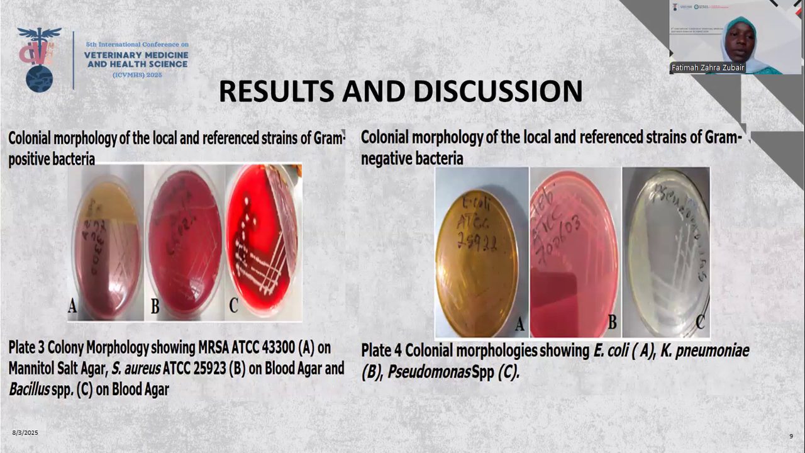Results and discussion. We subjected all the bacterial isolates to colony morphology, and these are the results. This is Methicillin-resistant Staphylococcus aureus on mannitol salt agar. This is Staphylococcus aureus on blood agar. This is Bacillus on blood agar. This is E. coli on eosin methylene blue. This is Klebsiella on MacConkey agar, and this is Pseudomonas on nutrient agar.